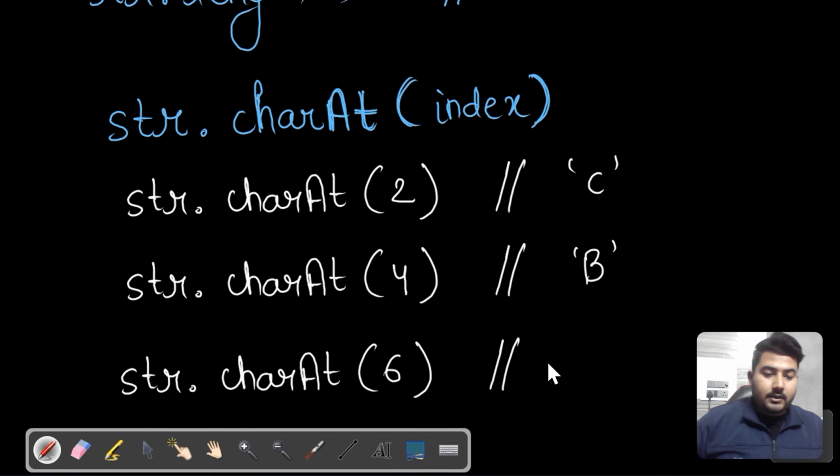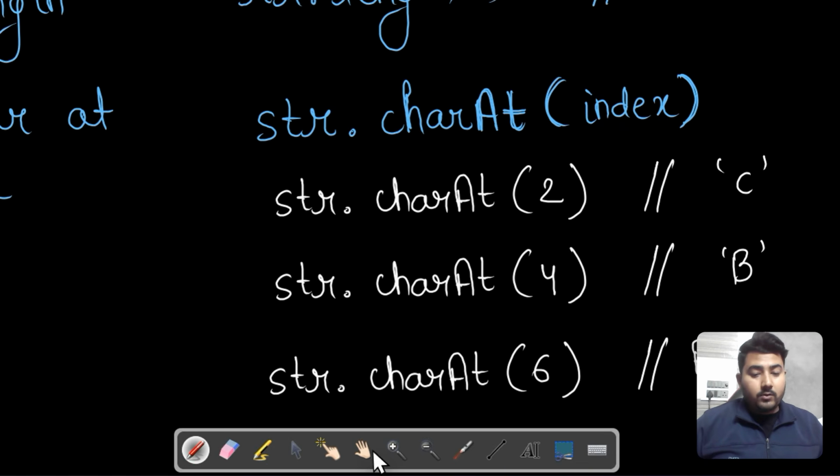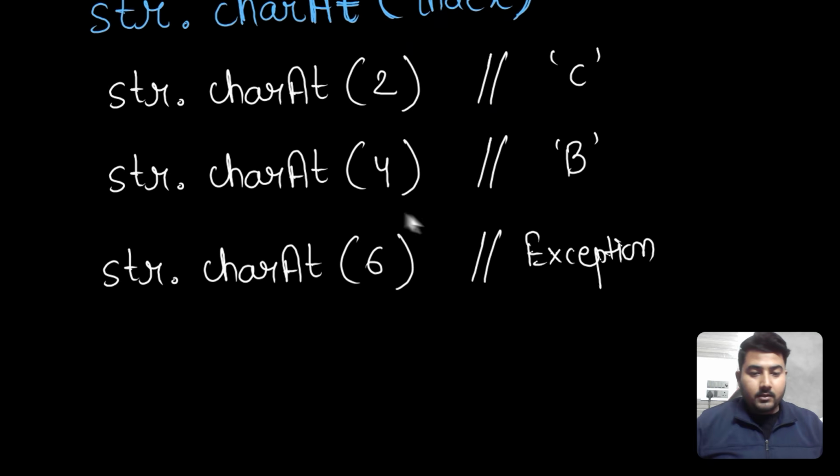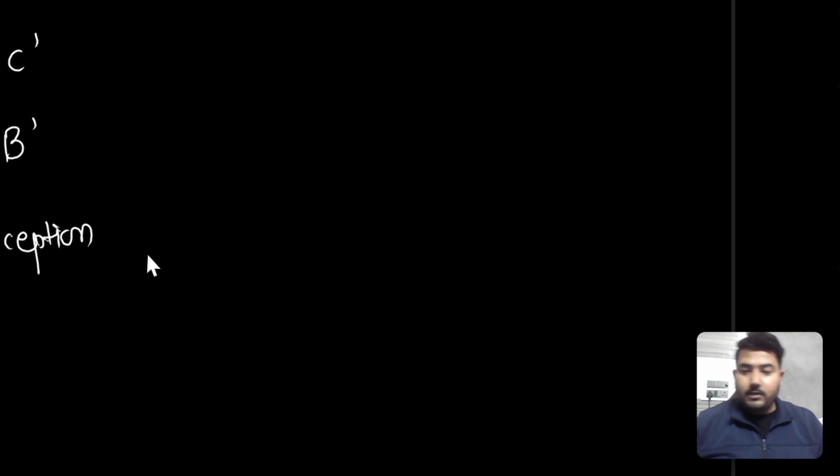But if I do this one last time, and this time I mention 6, it will return us an exception, because now we have gone out of the range of the string. And what will be the name of this exception?